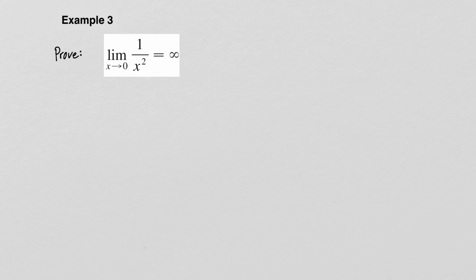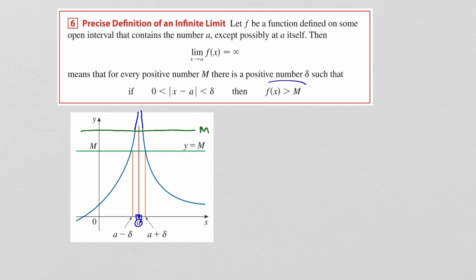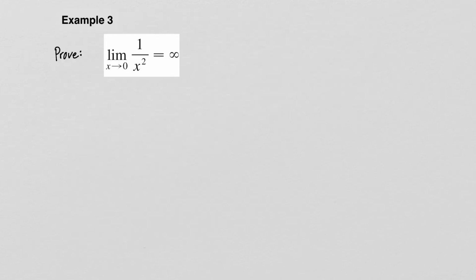Okay, so let's go back to that definition. We need f of x to be greater than m for any chosen value of m. So let's let m be some large positive number. What we need is f of x to be larger than m. Well, in our case, f of x is 1 over x squared, and we need that to be greater than m.